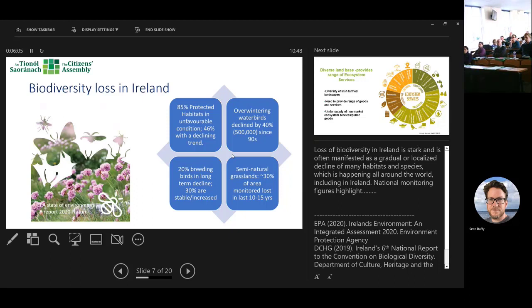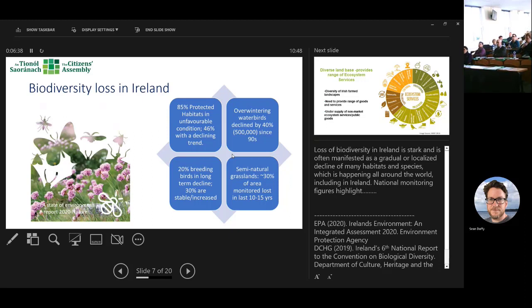The bird species data that's monitored, so birds are used as an indicator of the overall health of the landscape, that people like Ian will talk to you about during this course as well. Overwintering water birds have declined by a massive 40%. That's approximately 500,000 individuals that are no longer coming to Ireland that were coming in the 1990s. In terms of our breeding or resident birds, 20% are in long-term decline, and 30% are stable or increasing. These are ones that have generalist habitat preferences.